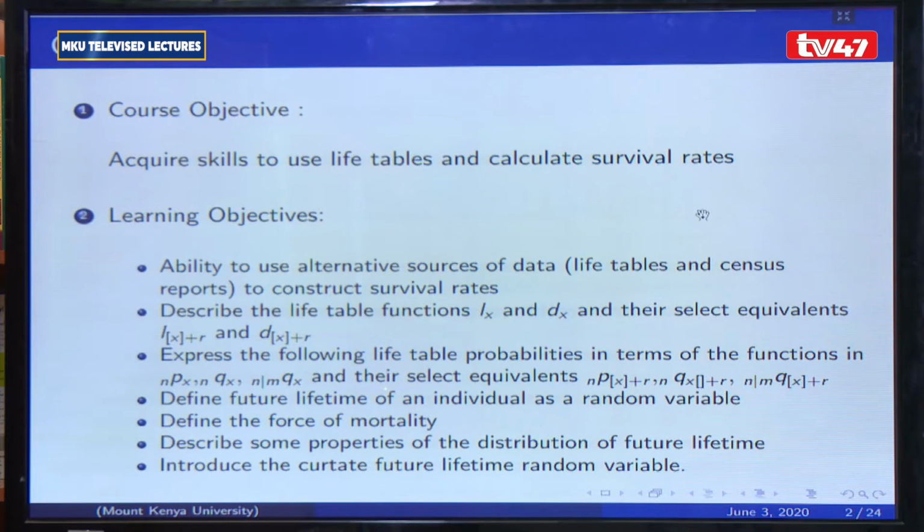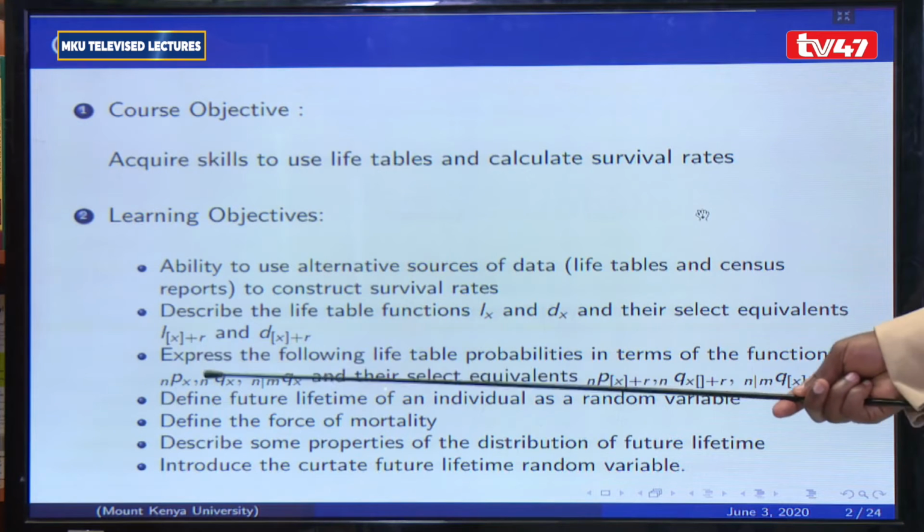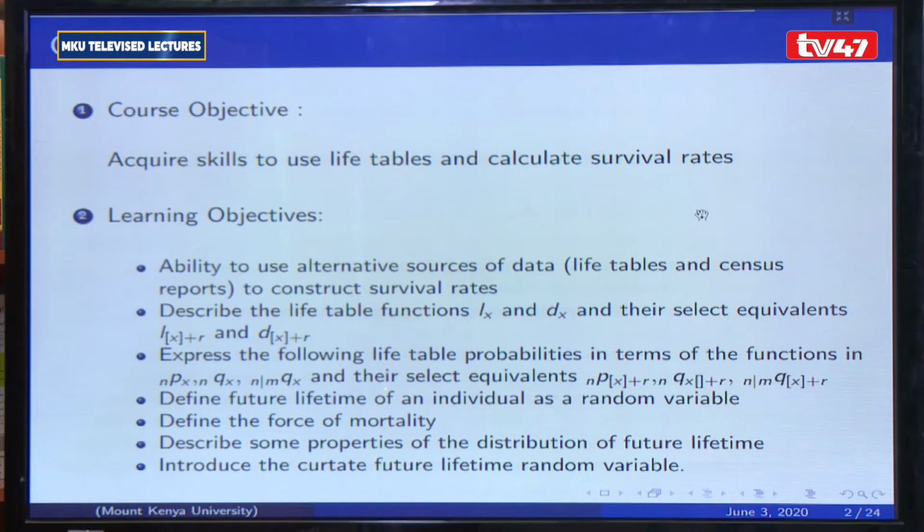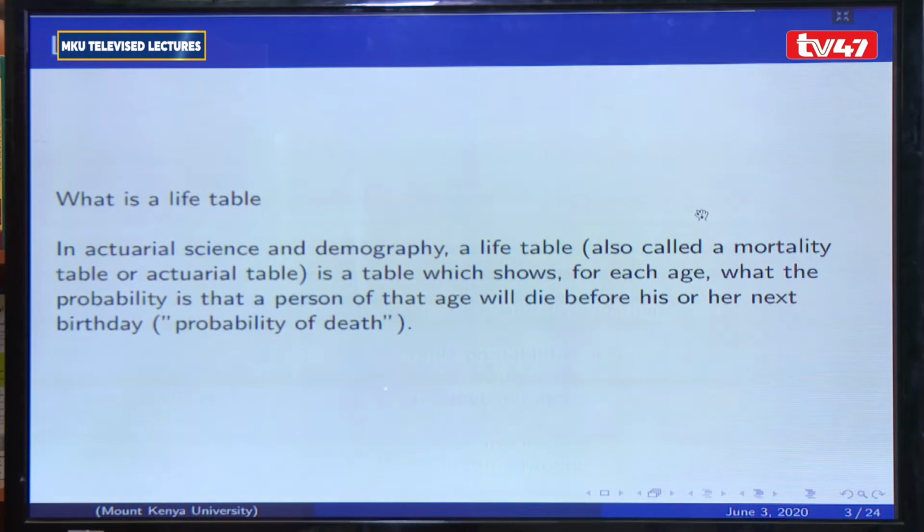And we'll also be able to look at the select equivalent. So we'll be able to look into detail how we interpret each of them, and also look at the force of mortality, describe the property of the distribution of future lifetime, and introduce some bit on curtate future lifetime, and future lifetime as a random variable. Maybe we can define what is a life table.